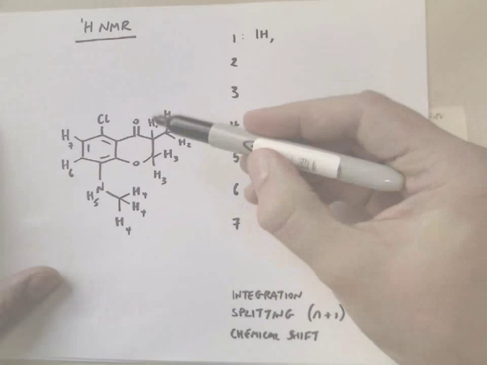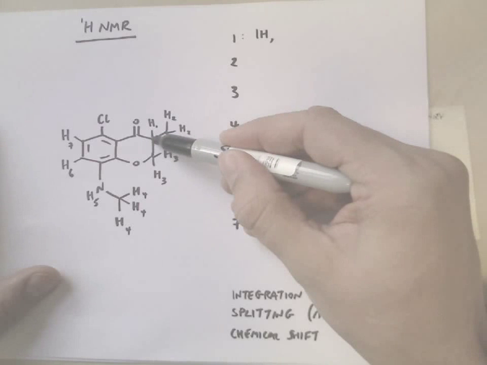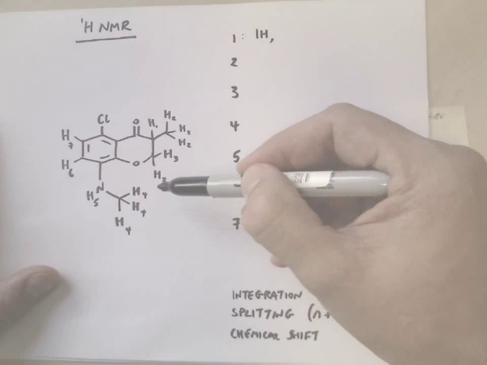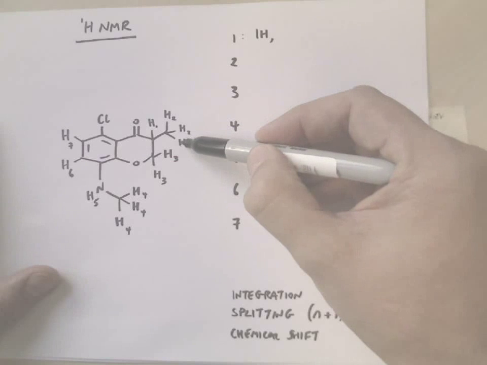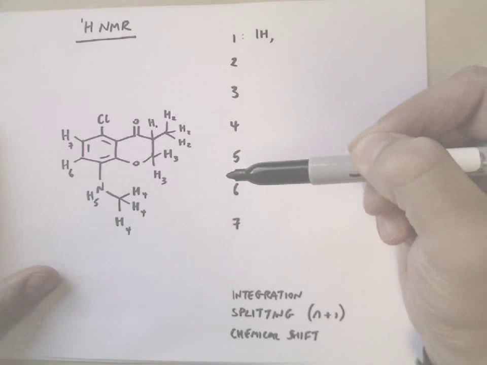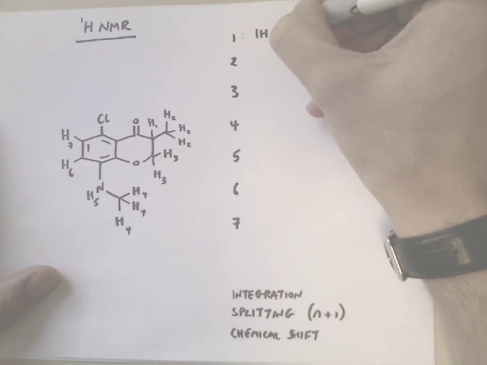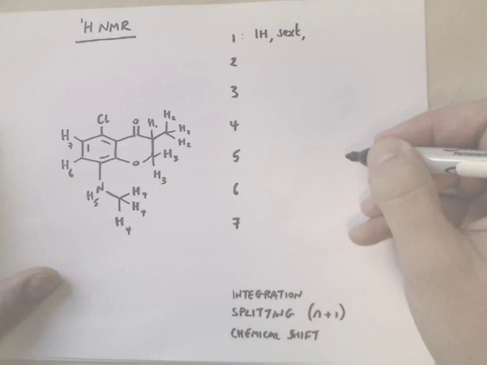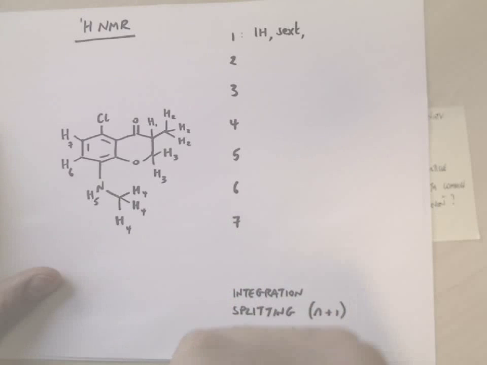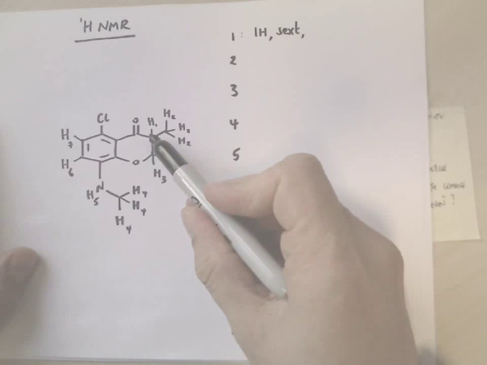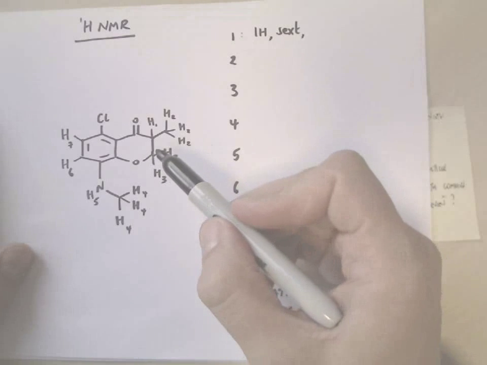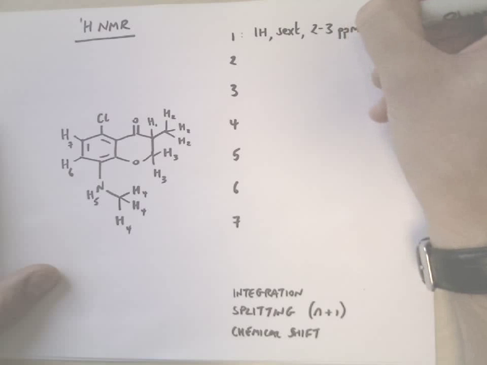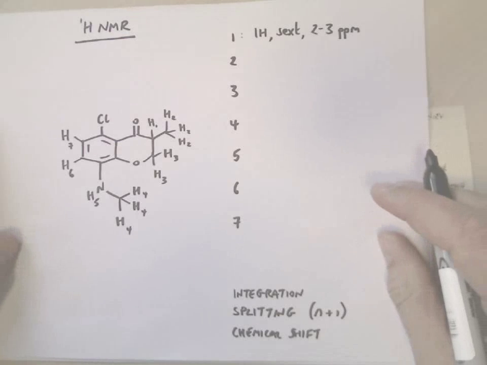The splitting, well, how many neighbours does it have on adjacent carbons? There is 1 adjacent carbon, and there is a second adjacent carbon. So you have 1, 2, 3, 4, 5 neighbours. So 5 plus 1 is 6, so that will give you a sextet. And then finally, we need the chemical shift. Well, if you look at the correlation tables you've been given in lectures, you'll see that a proton next to a ketone comes around 2 to 3 ppm. So that's all the information you need to provide for proton 1.